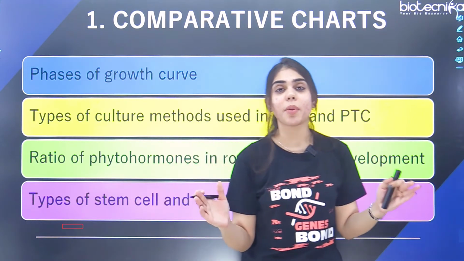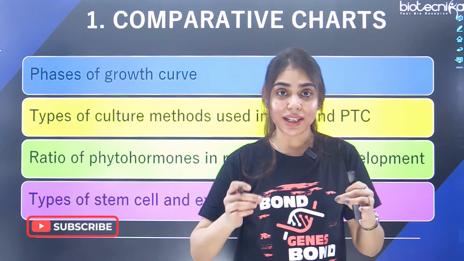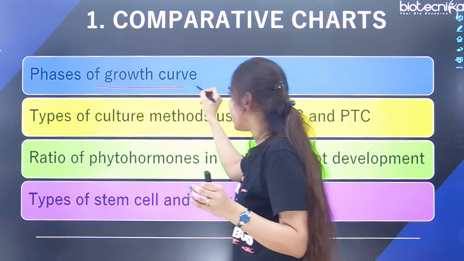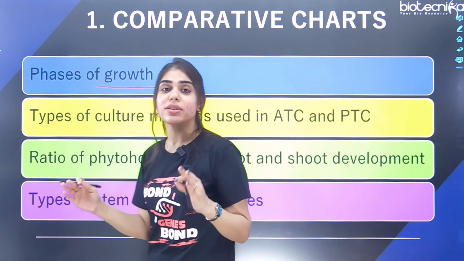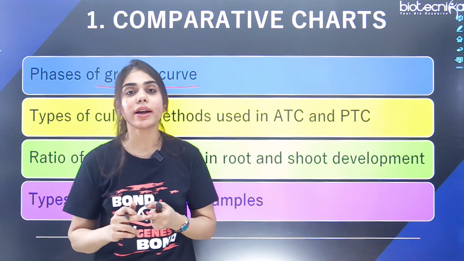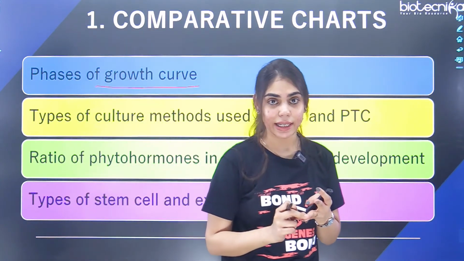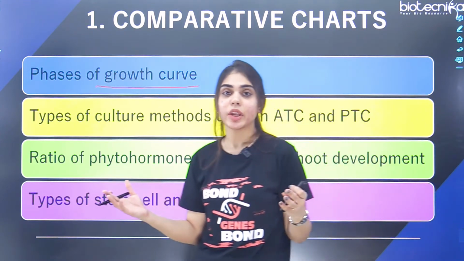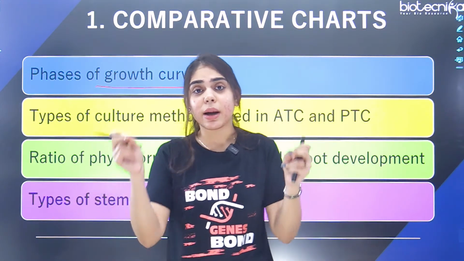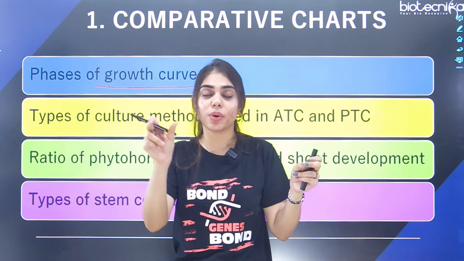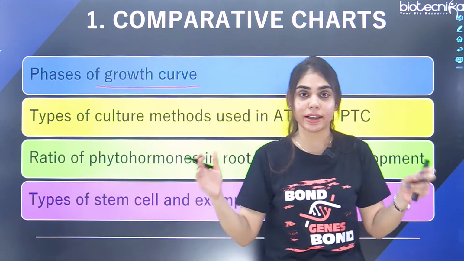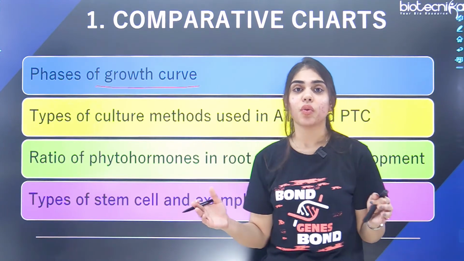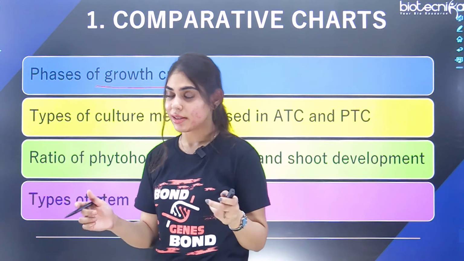So what different topics can you utilize comparative charts for in revision? Topics like phases of the growth curve. We all know that there are 4 phases of the growth curve: lag, log, stationary, as well as decline. If you're preparing notes for this, it will take a long time. So what you have to do is just prepare a comparative chart for this. You have to make 4 different columns: lag, log, stationary and decline, and you have to write all the significance of this. What are these phases called? What are the different metabolites that are produced during these phases?